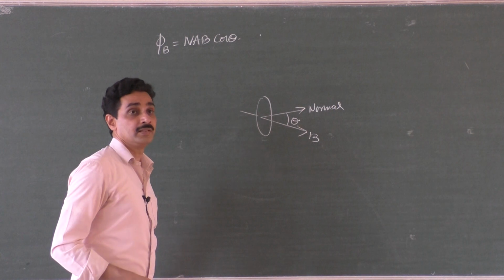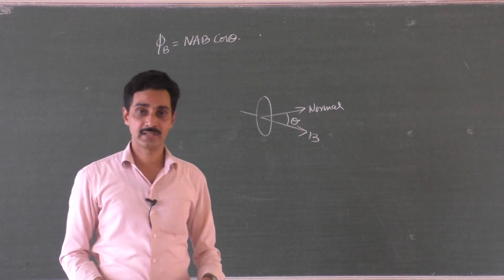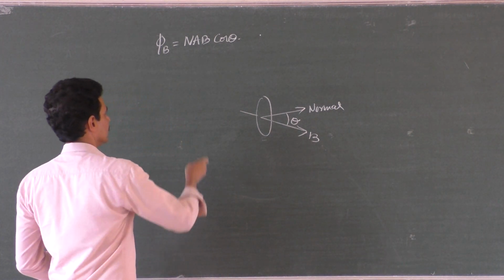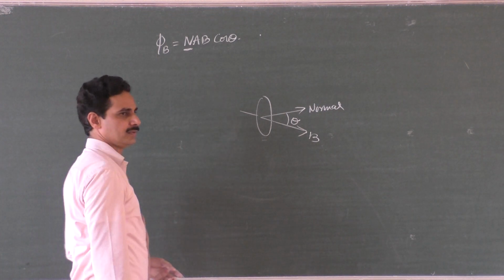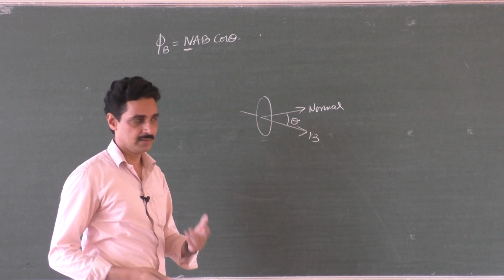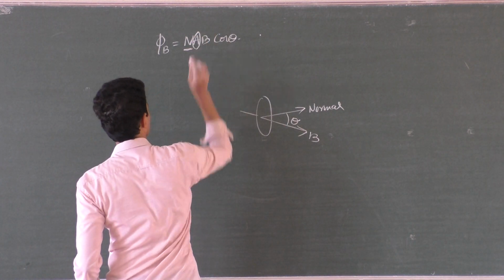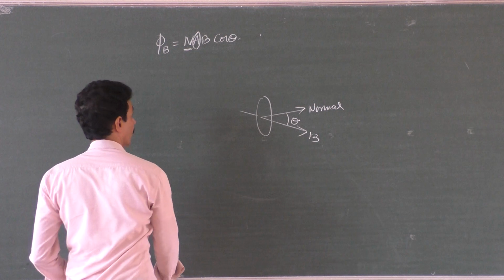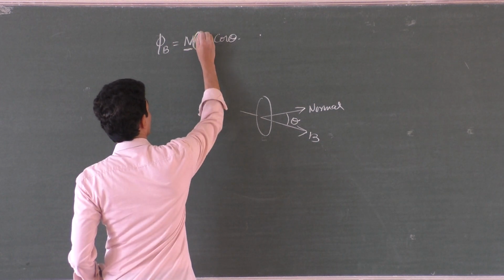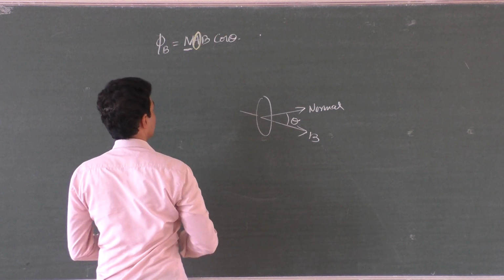The change in the magnetic flux can be brought about in many ways. Change the number of turns in the coil. Let us see how to change it. Change the area of the coil. This is what we are going to concentrate on now. Change the area of the coil and change the strength of the magnetic field.